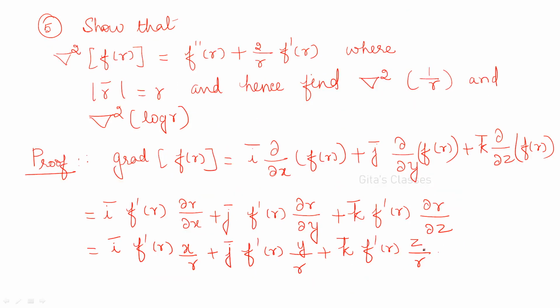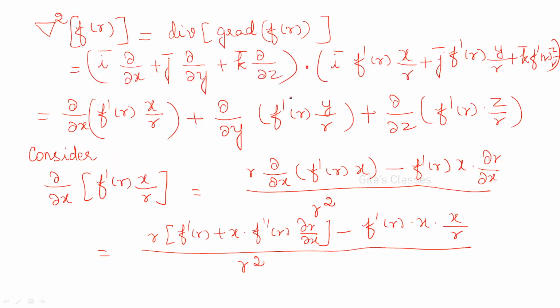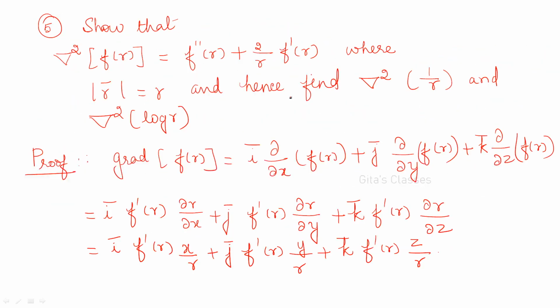Okay. Next is a similar question, f of r. Show that del squared of f of r is equal to f double dash of r plus 2 by r into f dash of r. Del squared means divergence of gradient. Again here also the same thing, you have to take r bar, and in this problem also you have to write all these steps. R bar is a position vector of any point. So r bar is equal to xi plus yj plus zk.